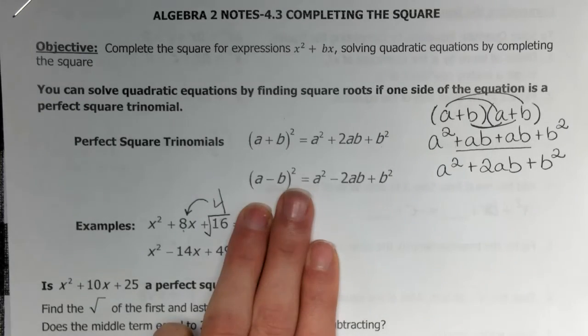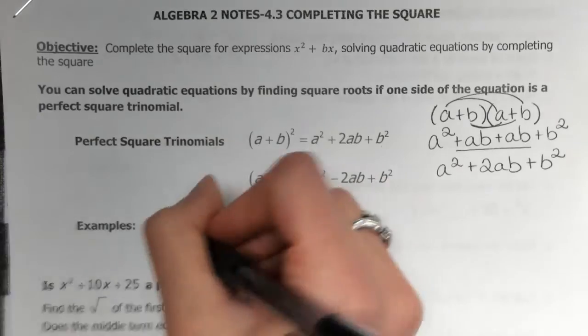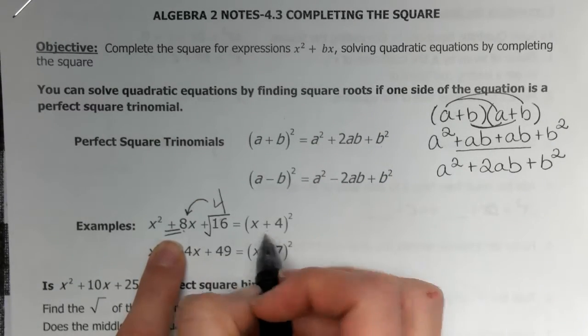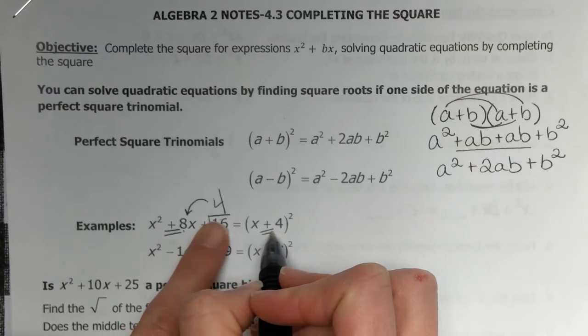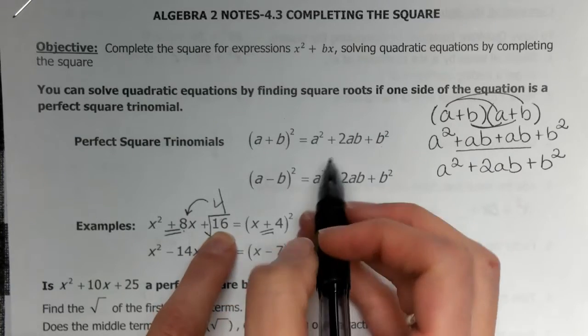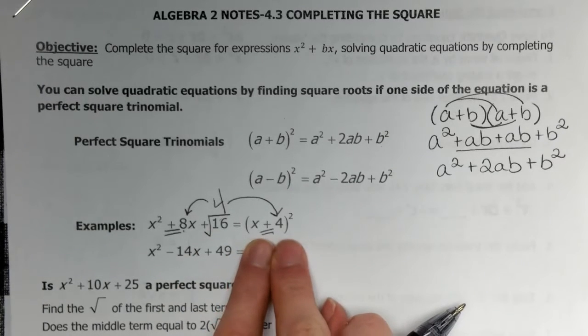So what it would factor into is you're going to have your x, and then whatever sign is of my middle term, that's going to be the sign in my parentheses for factored form. And then when I took the square root of that last term, that is what goes in my factored form in parentheses squared.